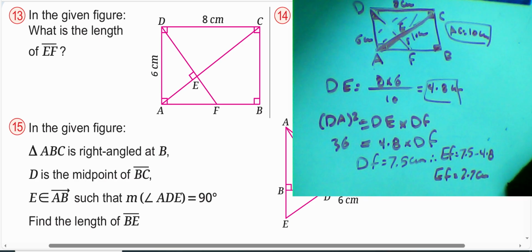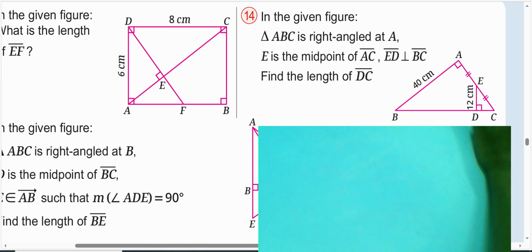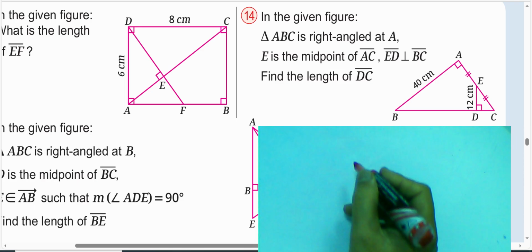Okay. Next question, number 14. The given figure ABC is a right angle triangle. You want to find the length of DC. DC here. Okay, how to find DC? Listen.